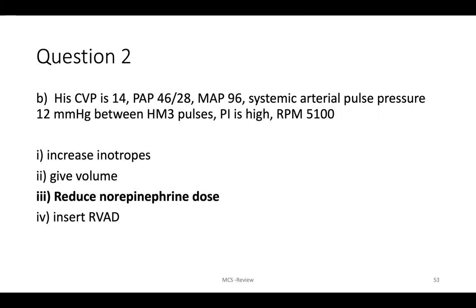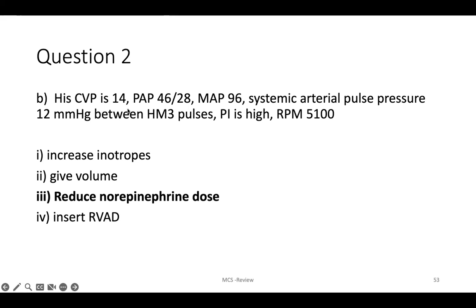Okay. His CVP is 14, which is on the higher side. He has high PA pressure. The MAP is kind of too high. You have a good pulsatility pressure, good PI, and RPM is fine.